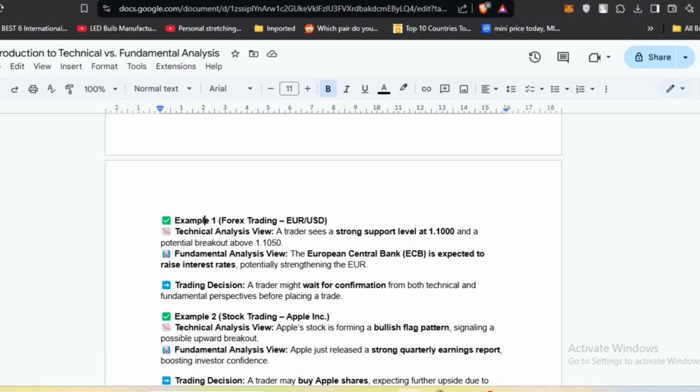So this is the first example, a technical analysis view. Our trader sees a strong support level here and a potential breakout above. And then what will be the fundamental analysis? The European Central Bank, ECB, is expected to raise interest rates, potentially strengthening the euro. So if the euro is going to be strengthened, then of course that support level is going to work out properly.